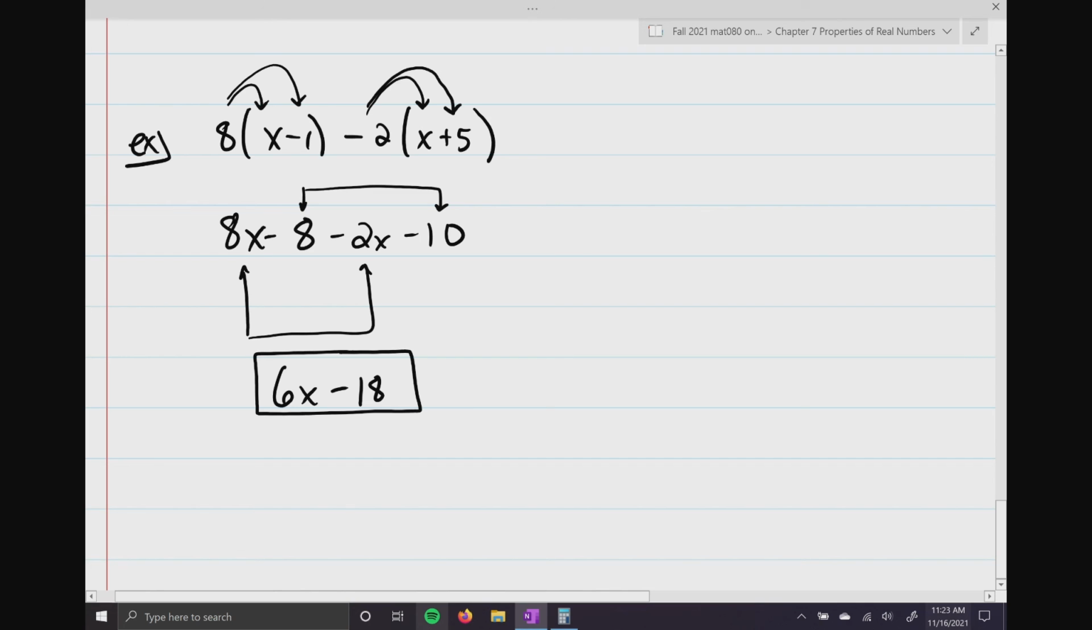Just make sure that we understand the process of the distributive property and what it enables us to do, which is removes parentheses. It removes those grouping symbols for us.